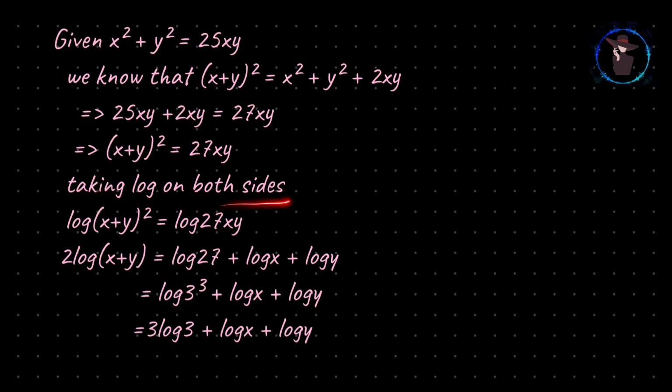Now taking log on both sides, log x plus y whole square is equal to log 27xy. Now let's bring this 2 in the front. 2 log x plus y equals log 27. Open this xy in the form of addition, log x plus log y. 27 can be written as 3 cube. Log 3 cube plus log x plus log y. Let's bring this 3 here. 3 log 3 plus log x plus log y.